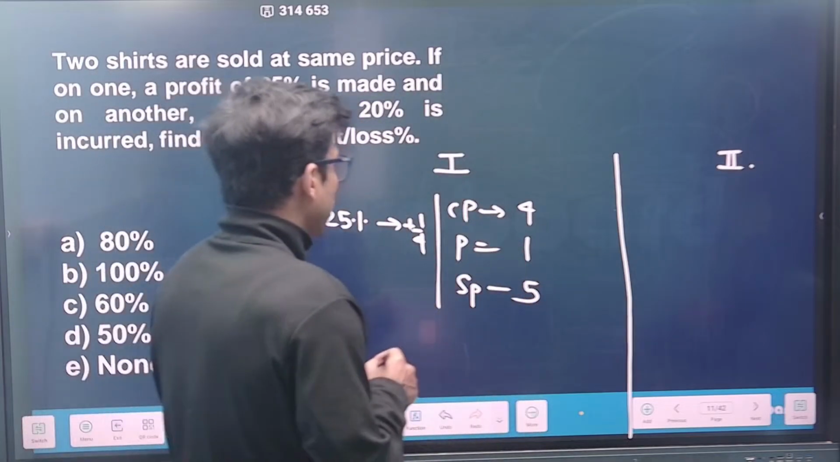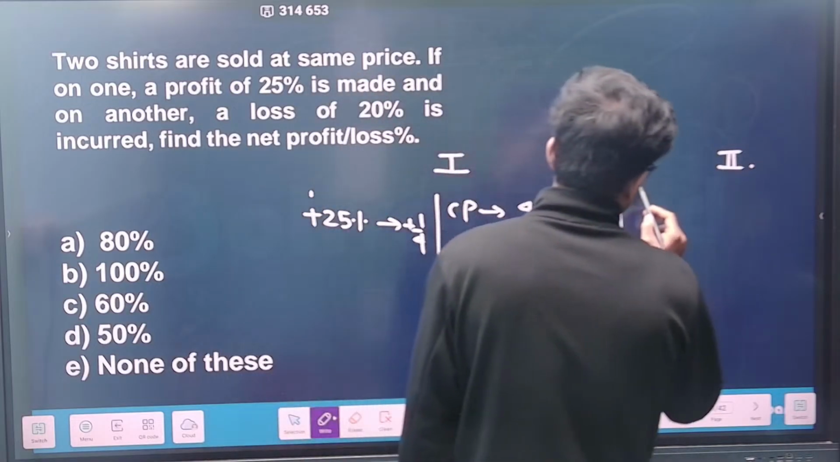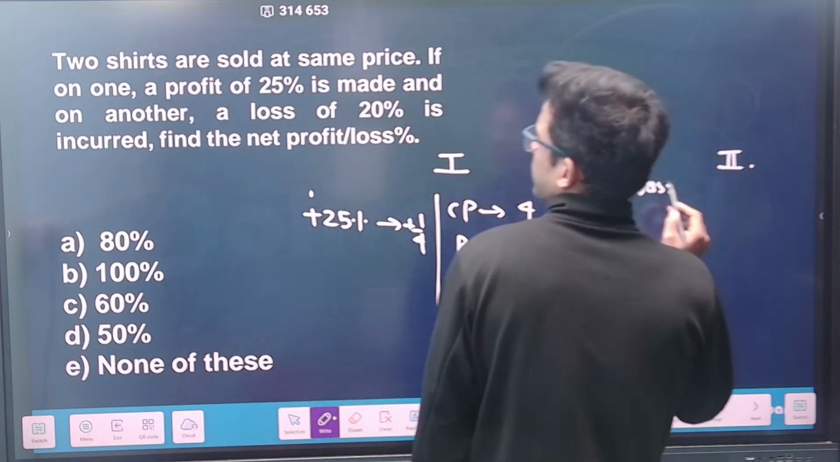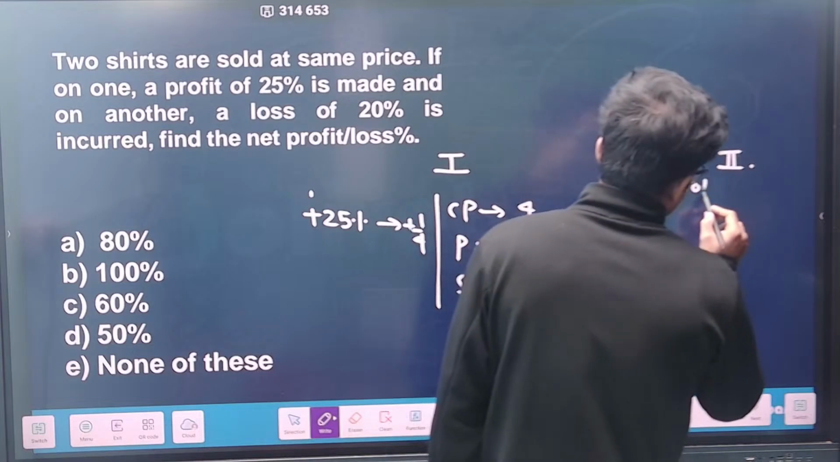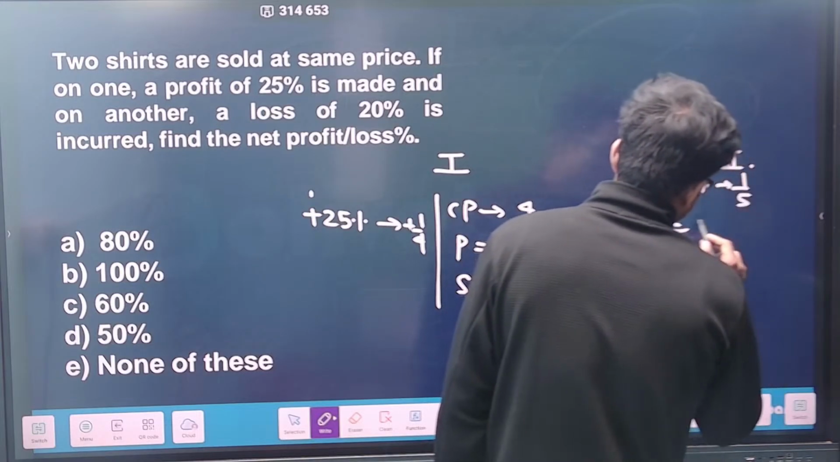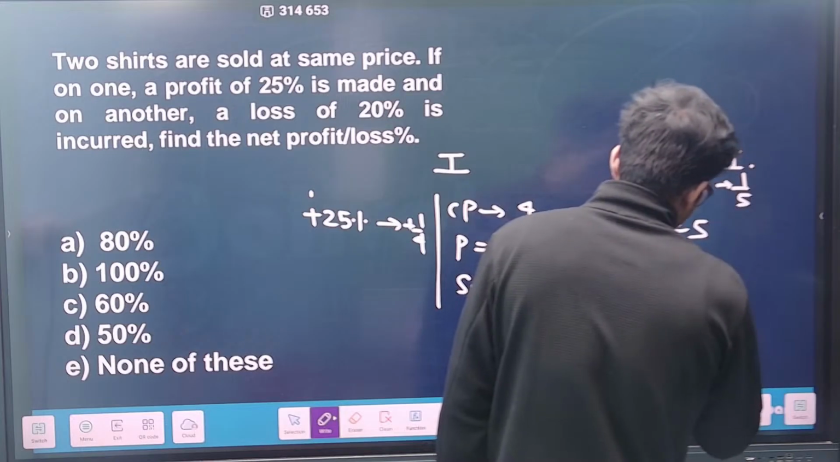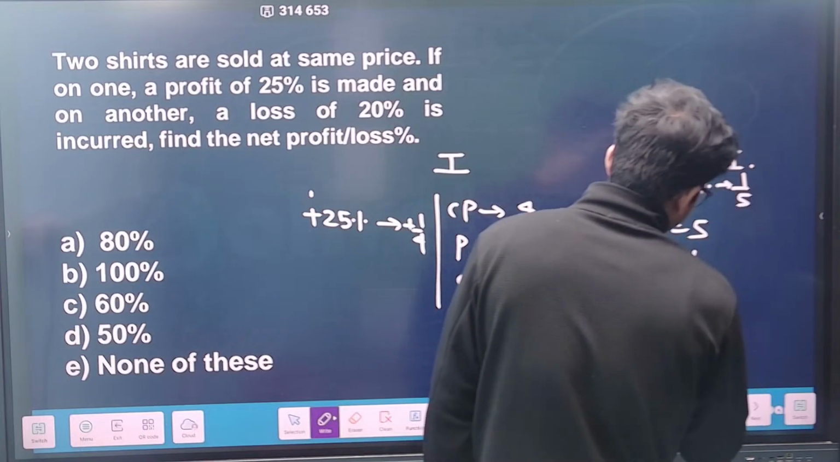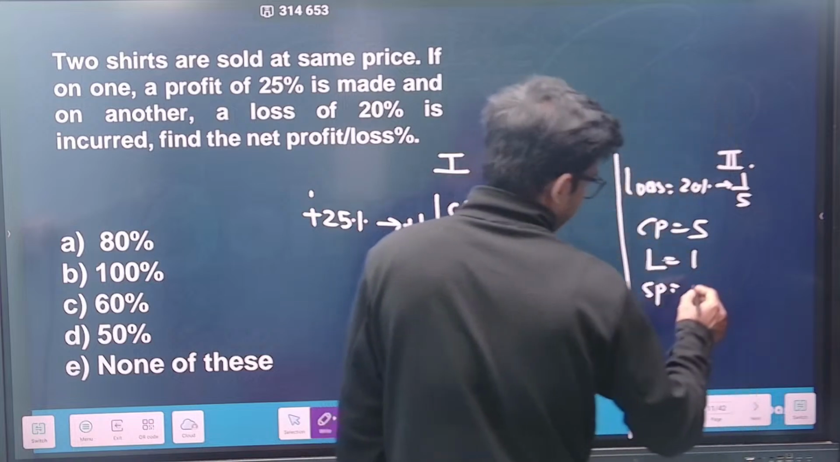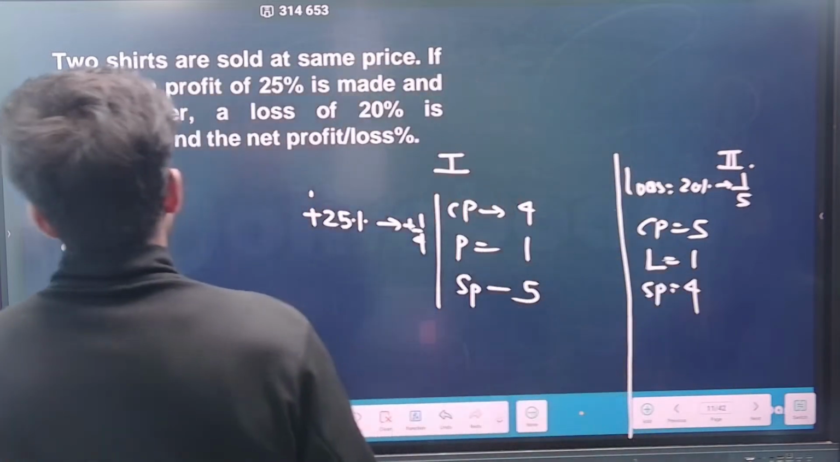Now in the second case they are saying that there is a loss of 20%. 20% basically means 1 by 5. My cost price is basically 5. Loss is basically 1. Then my selling price would be 4. Correct? Now see. Now find the net profit and loss.